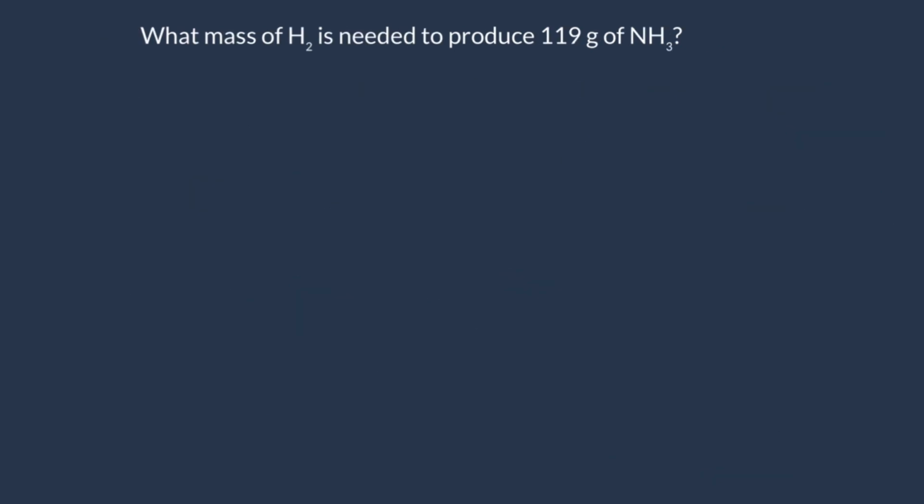The next question is, what mass of hydrogen is needed to produce 119 gram of NH3? Now, the first point is N2 plus 3H2 gives rise to 2NH3. This is a balanced equation. What they have given here is 119 gram of ammonia. This is nothing but mass.